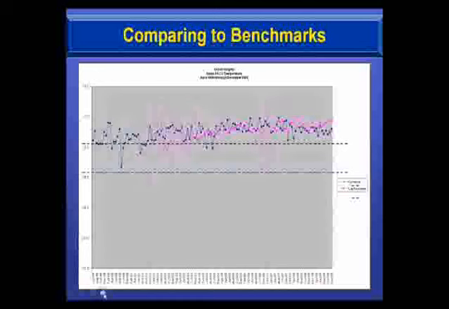This is just a different way to represent that. What we've done in this graph is put the benchmarks in so that it's very quick and easy for someone to see that, by 2008, really, we were meeting that benchmark very consistently.